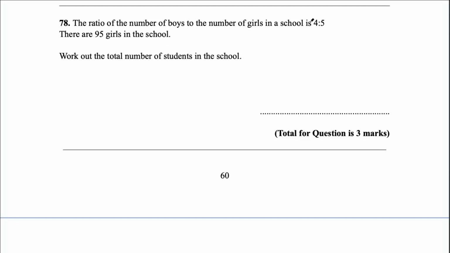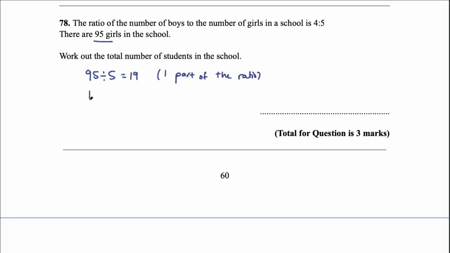Well, we can work out what 4 parts of this ratio is worth. To work out 4 parts, we want to know what 1 part is worth. And to work out what 1 part of that ratio is worth, we can use this fact that 95 girls is worth 5 parts of that ratio. So we would do 95 divided by 5 to get what 1 part is worth. 95 divided by 5, well, that's almost 100 divided by 5. I know that's 20, so this must be 19, and that is 1 part of that ratio.